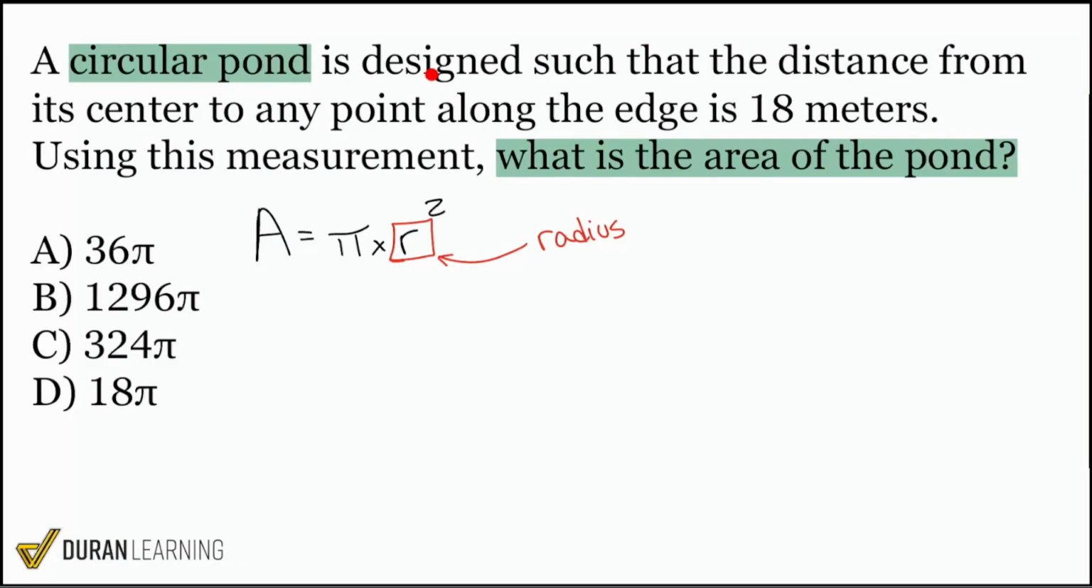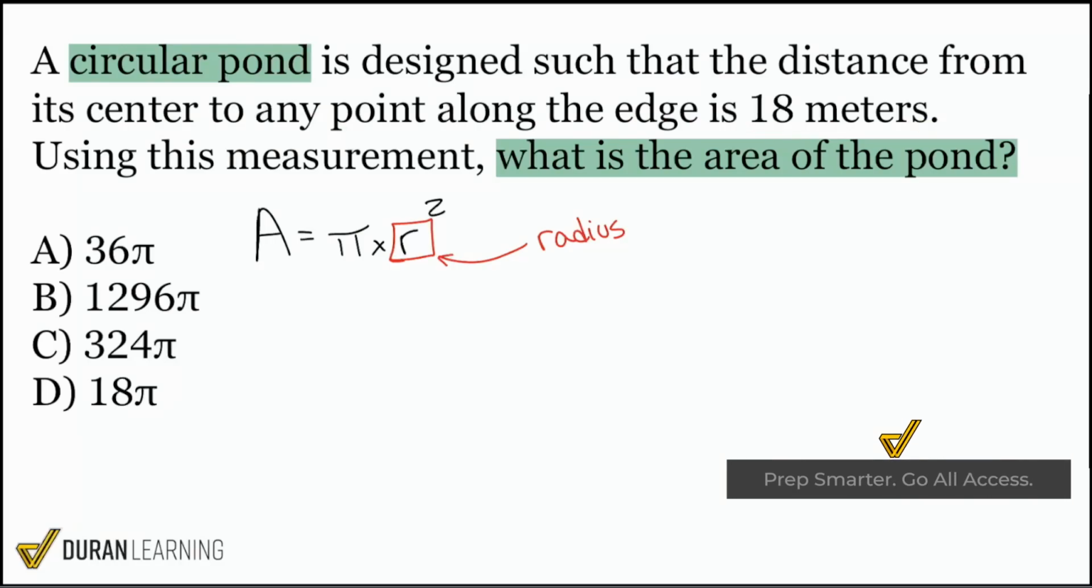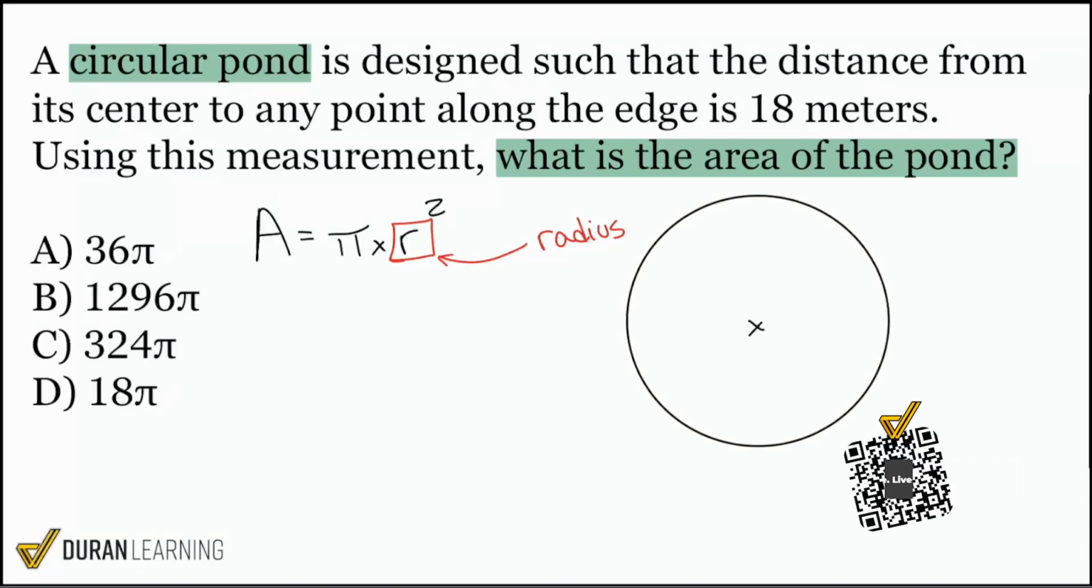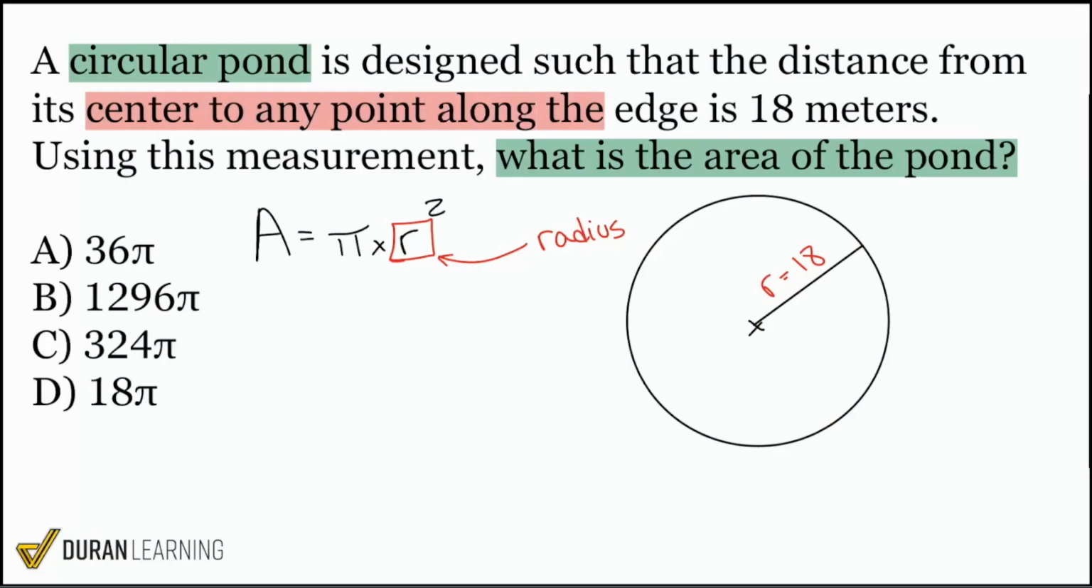So the pond is designed such that the distance from its center to any point along its edge is 18 meters. Okay, so what does that tell me? Man, when we think about the center to any point along its edge, that screams to me, that's radius. We are given the radius because, again, we're going from the center to any point on the edge. That's how I can verify that that's radius and not diameter. So now that I know that, cool. We're going to plug in that 18 and solve, and we're done.